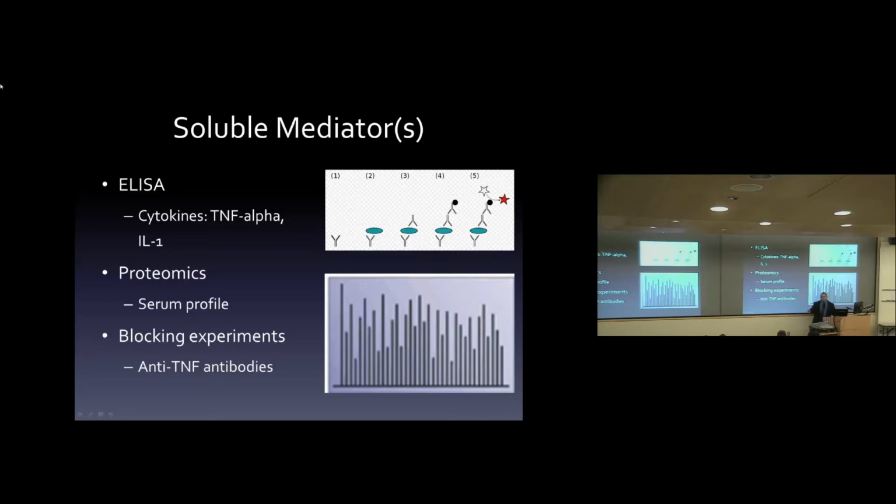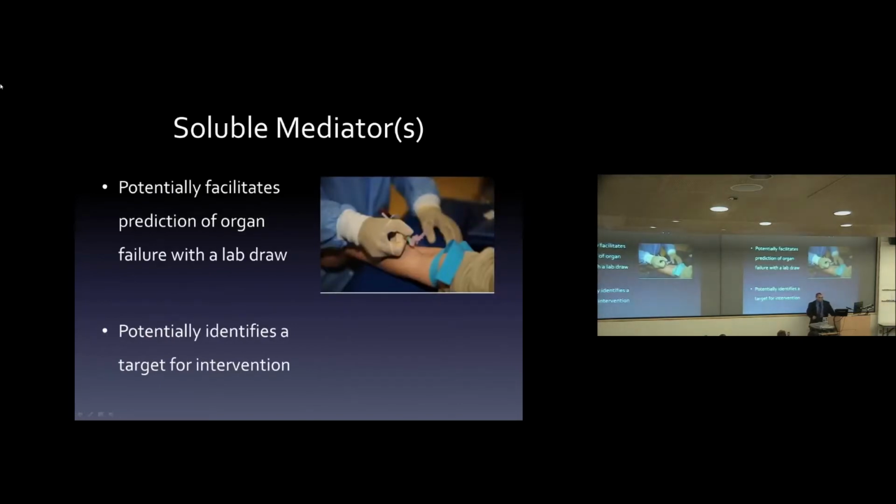So antibodies, blocking experiments. Now, why is this cool? One, if we can identify a profile, it allows us to predict, in our surgical critical care mode, which patients are going to be that 7 to 20% that we're going to have to worry about, and how we can intervene on them earlier. Two, not only can we predict it with a lab draw potentially, but we could identify something that we could intervene on molecularly as well, something that we could block. So that would be pretty exciting. Now, that's kind of getting ahead of ourselves, but you've got to dream big to get there, right? So that's sort of where we are there.